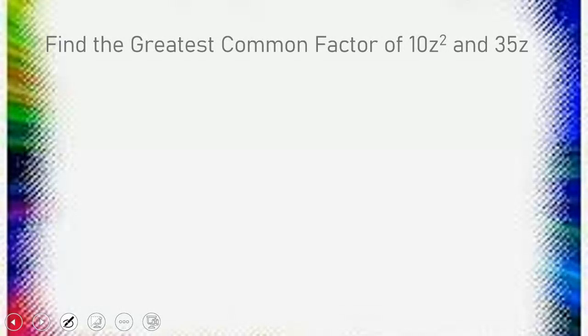When we're doing this, we want to separate the numbers from the variables. So the first thing we want to do is find the greatest common factor of 10 and 35. Now remember, to do this, I want to make a factor tree. And I'm looking for what they have in common, right? So each of them has a 5, which I'm going to put in the middle. And then 35 has a 7, and 10 has a 2. So my GCF here is going to be 5.